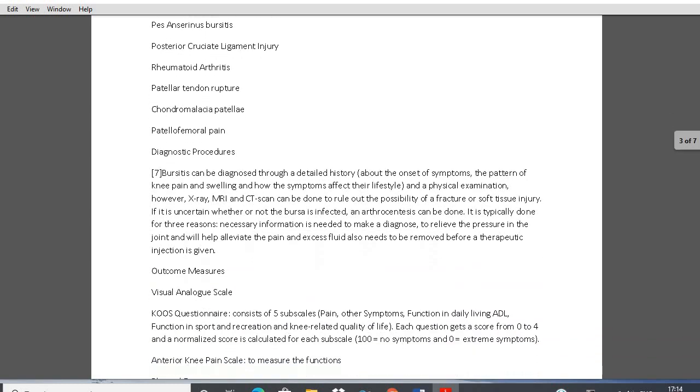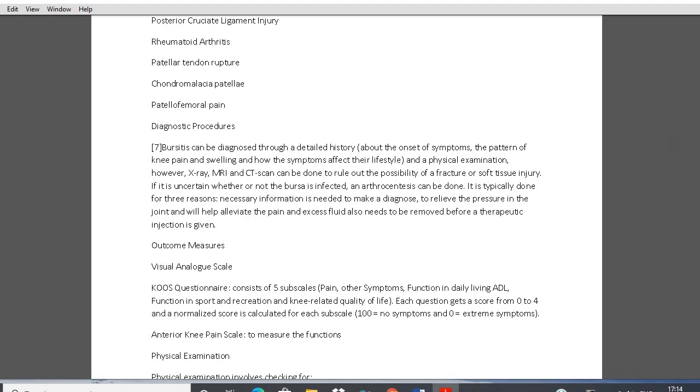For the diagnostic procedures, we mainly go for proper history collection and examination, like palpation for knee pain and swelling. CT scan, X-ray and MRI are the best options to rule out a fracture or a soft tissue injury. If it is uncertain whether or not the bursa is infected, arthrocentesis can be done. It is typically done for three reasons: to make a diagnosis, to relieve the pressure in the joint, and to help reduce the pain, and excess fluid needs to be removed before a therapeutic injection is given.